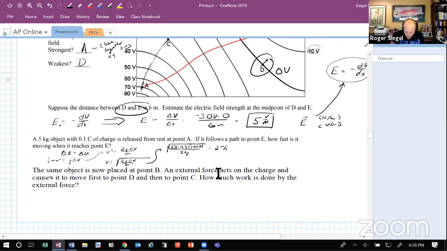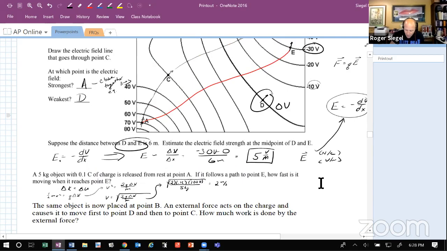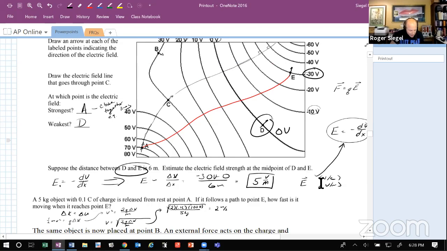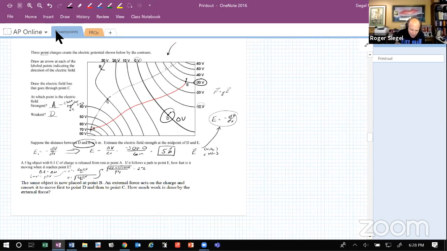All right, now same object placed at point B, an external force acts on the charge and causes it first to move to point B, then to point C. How much work is done by this force? All right, so let's take a look now. Let's start at point B, and it is moved by an external force to point D, and then it's moved to point C. So that is how much work is done by the force.